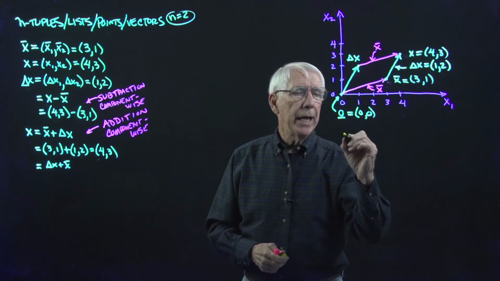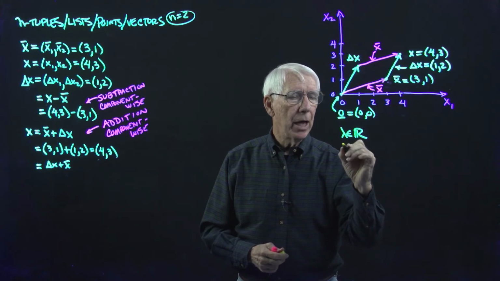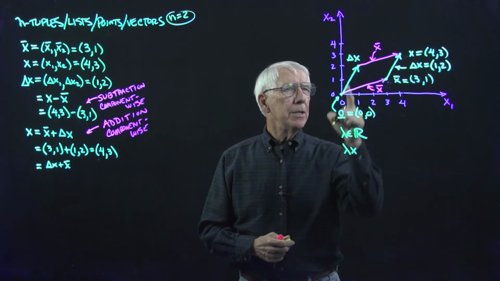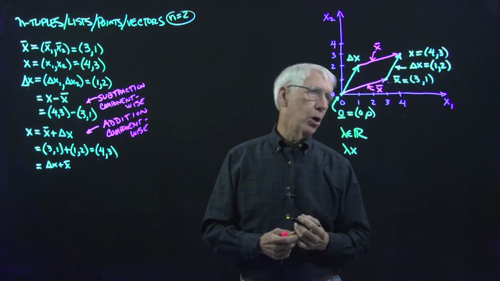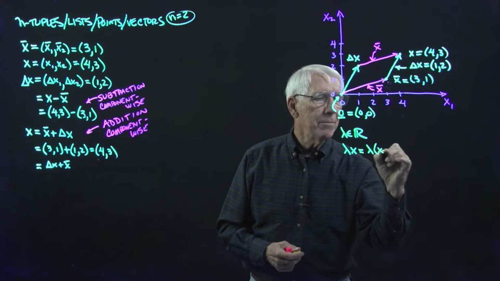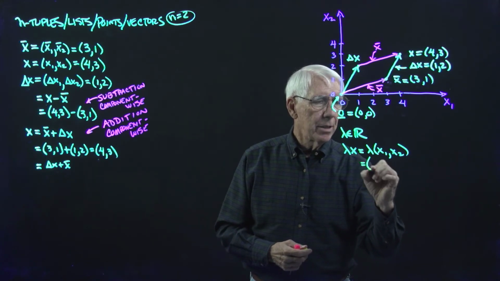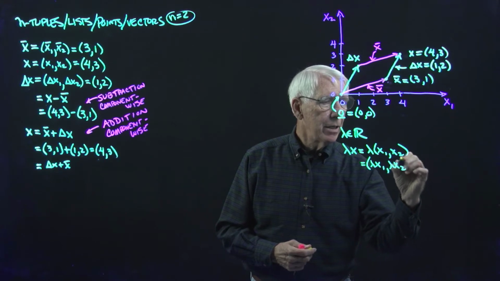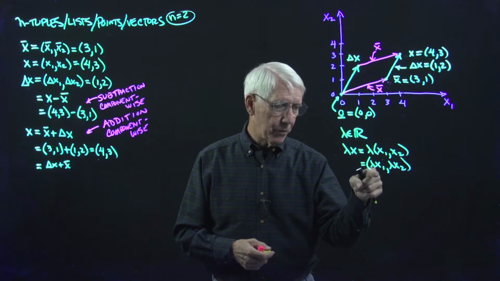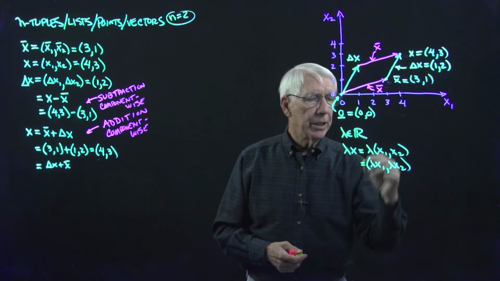Let's say we could take a lambda, which is a real number, and multiply it times x. So lambda times x is, of course, lambda times x1, x2. And if we define multiplication by a scalar component-wise, then that's going to be lambda x1, lambda times the first component, and lambda x2, lambda times the second component.